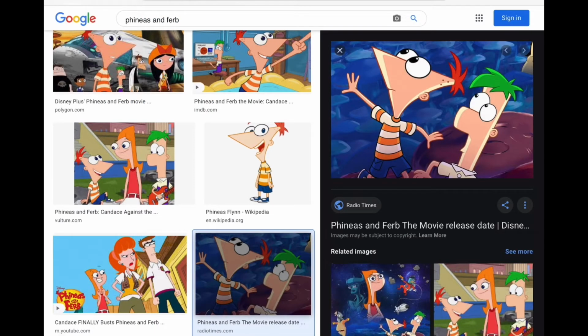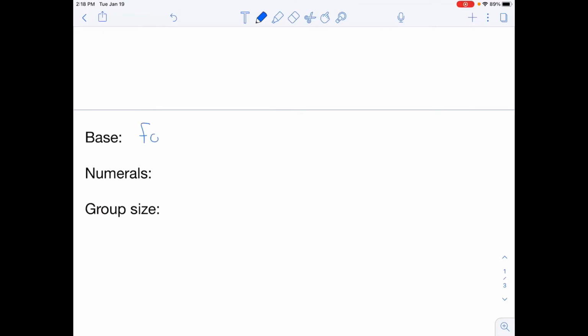Phineas, for example, on the right here, only has 4 fingers on a hand. We're going to count in base 4 as if Phineas was using one hand to count. So we have 4 numerals available to us, always starting at 0: 0, 1, 2, 3. So those are our 4 numerals, 0 to 3, and our group size, since we're in base 4, will be every 4 units. Now this can get a little bit awkward because we have our language based around base 10, so we'll have to be a little careful how we talk about things.